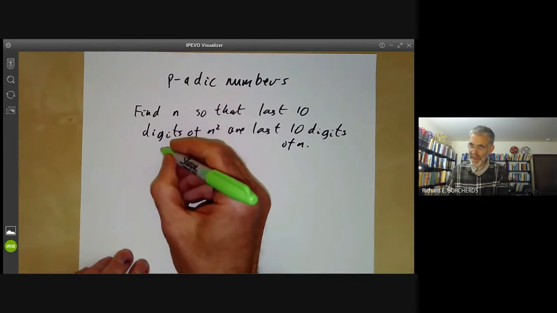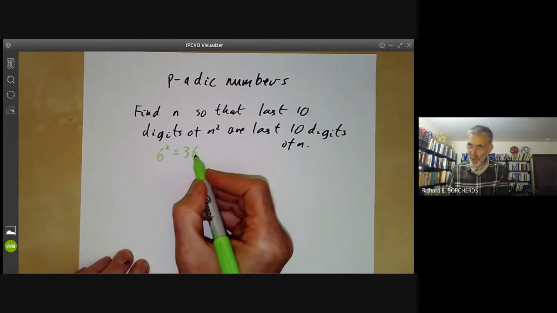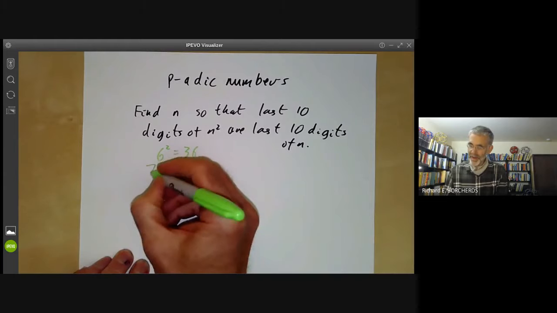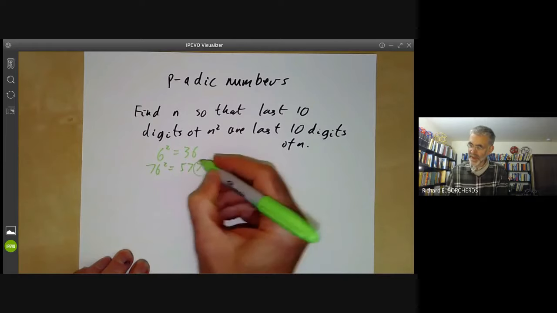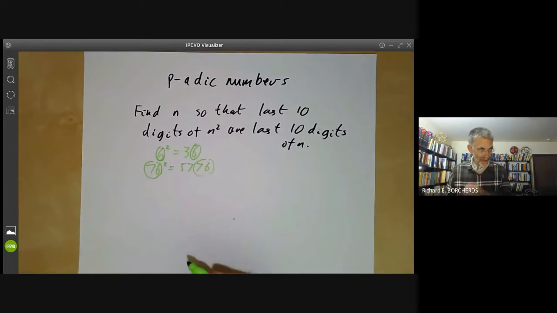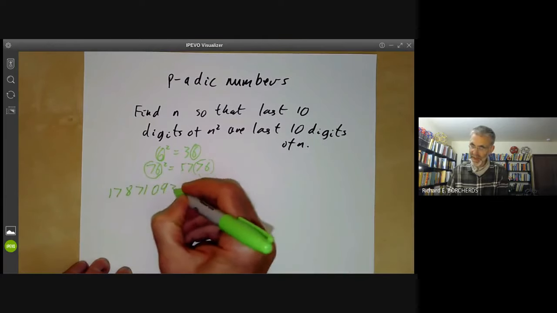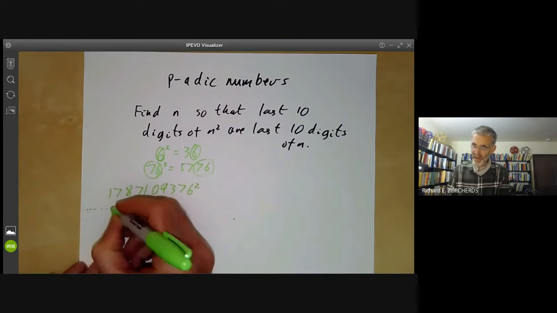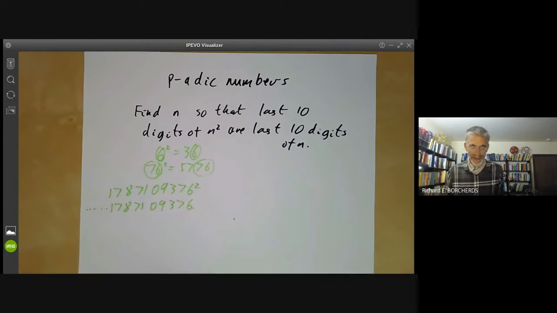So first of all, we've got 6 squared equals 36. So that ends in, there's one digit that's the same. Then if we go further, we find 76 squared ends in 5776. And now we notice that the last two digits are the same. And you can carry on like this, and you get numbers that look like 1787109376, all squared, is some rubbish, followed by 1787109376.